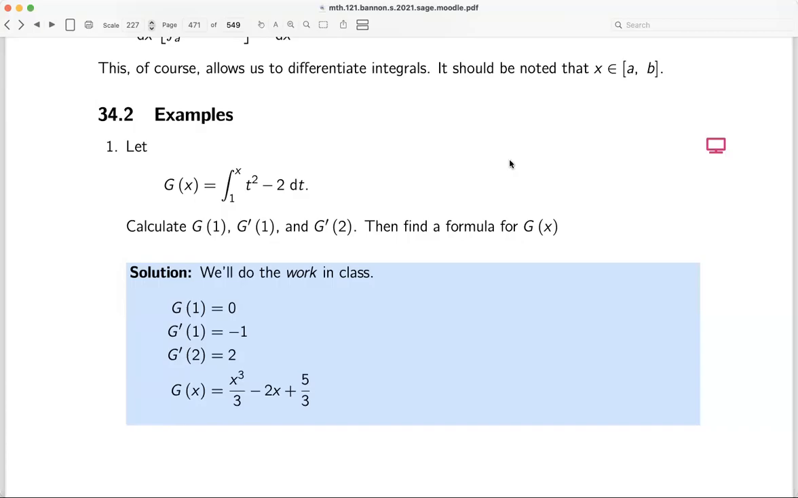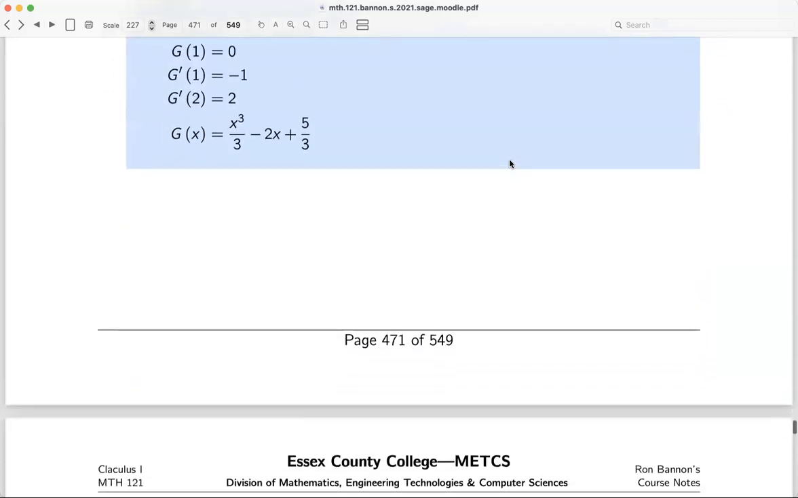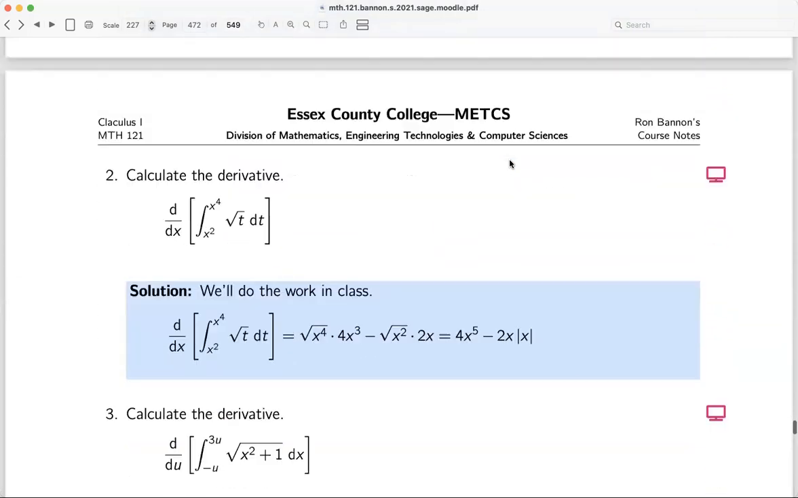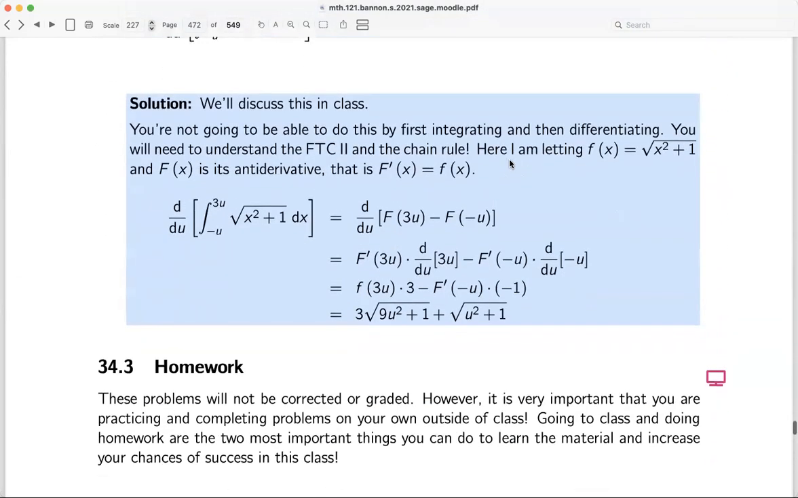Okay, we're in section 34 and we're still on the fundamental theorem. I'll go through the examples. It's not an extensively long section, but for some students, it's complicated.